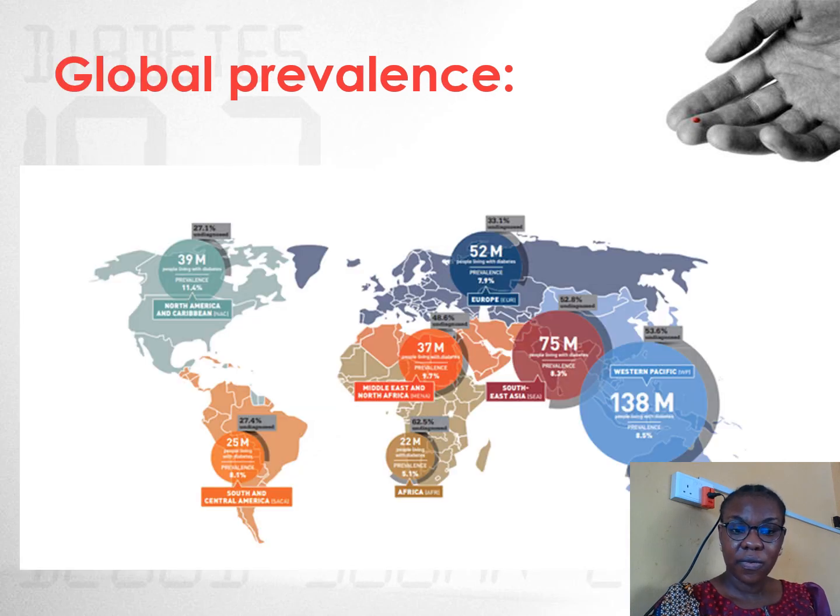Now, global prevalence for the different continents of the world. It will interest you to know that Southeast Asia and West Pacific, these two regions have the greatest prevalence of diabetes. But then to our beloved Africa, we have about 22 million. But I must say we are also beginning to warm up because we are majorly beginning to adopt Western lifestyle and Western diets.